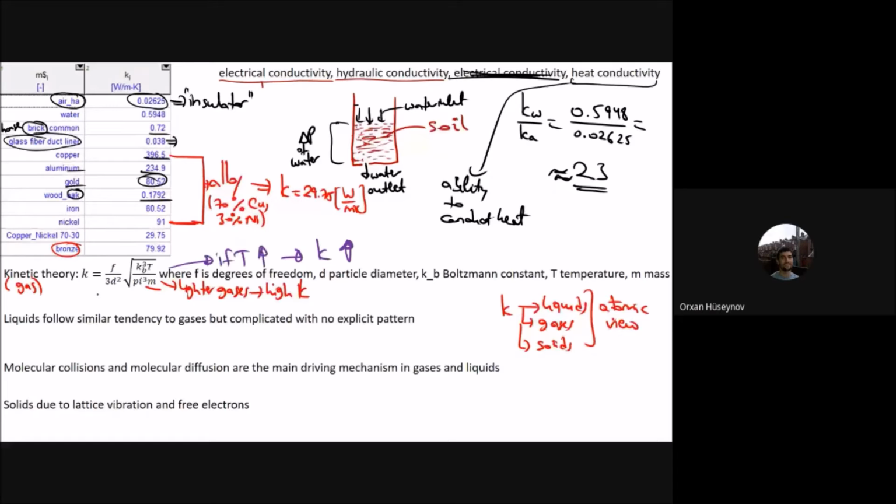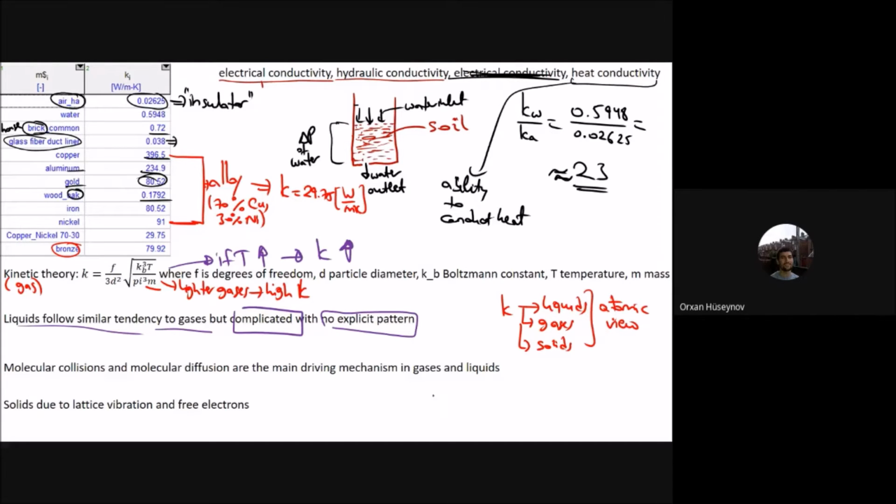Liquids follow a similar tendency to gases, but it is complicated. Okay, and there is no explicit pattern. You cannot say that the liquids follow the same pattern as the gases, but they are very similar to this one. For example, for water, you cannot say a clear pattern with respect to other liquids here. For the liquids, it is complicated, but for the gases, it is simple, and it is given to us with this relationship according to the kinetic theory of the gases. Okay. So the last one is for the solids.